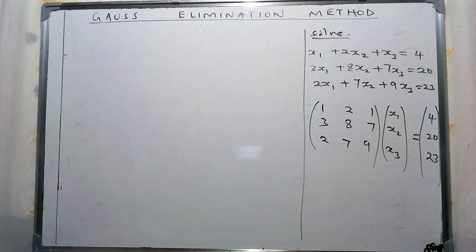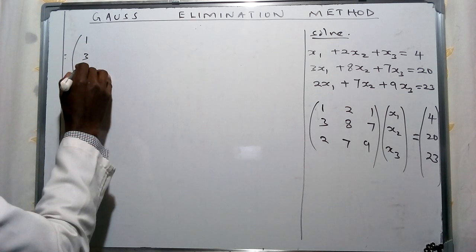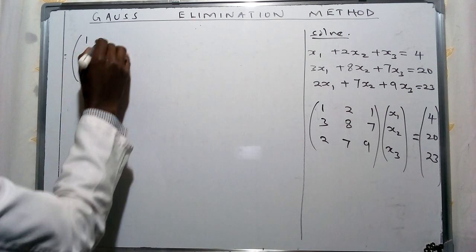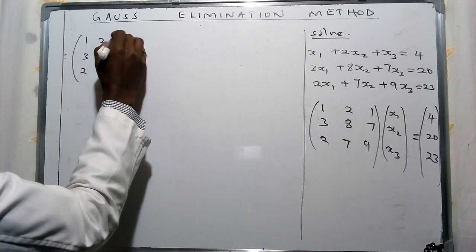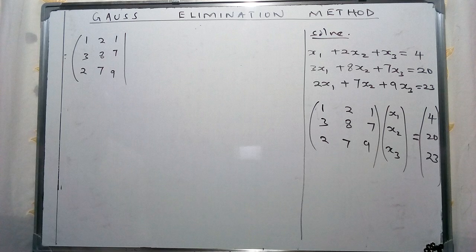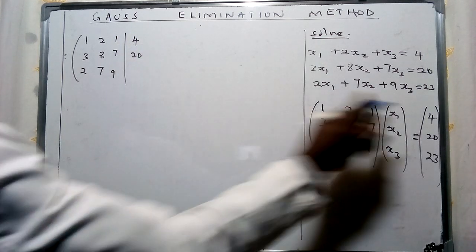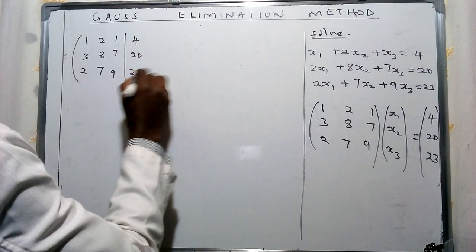So this forms that specific kind of matrix which we have said. And this can be given in augmented form in terms of this specific representation. So we're going to have this given as 1, 2, 1, 2, 8, 7, 1, 7, 9. And we can give this in augmented form with the values for b, 4, 20, and 23, given as such.